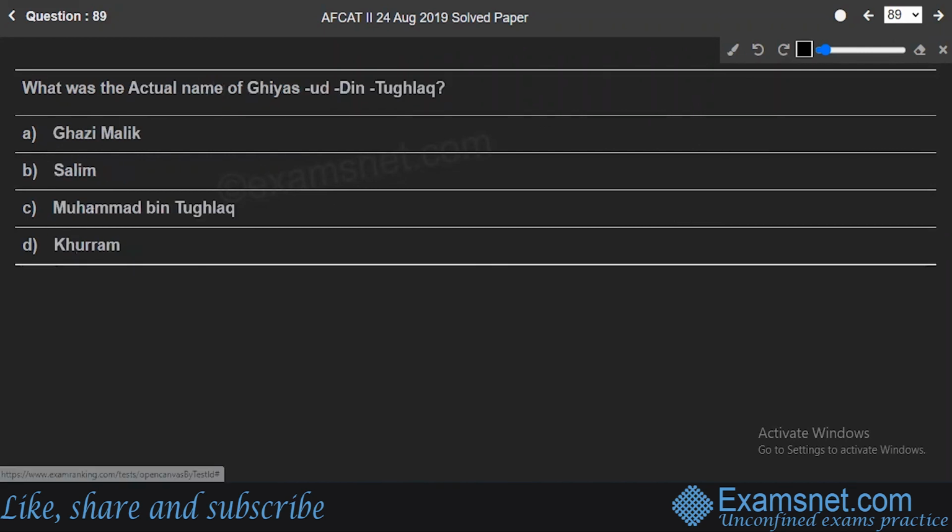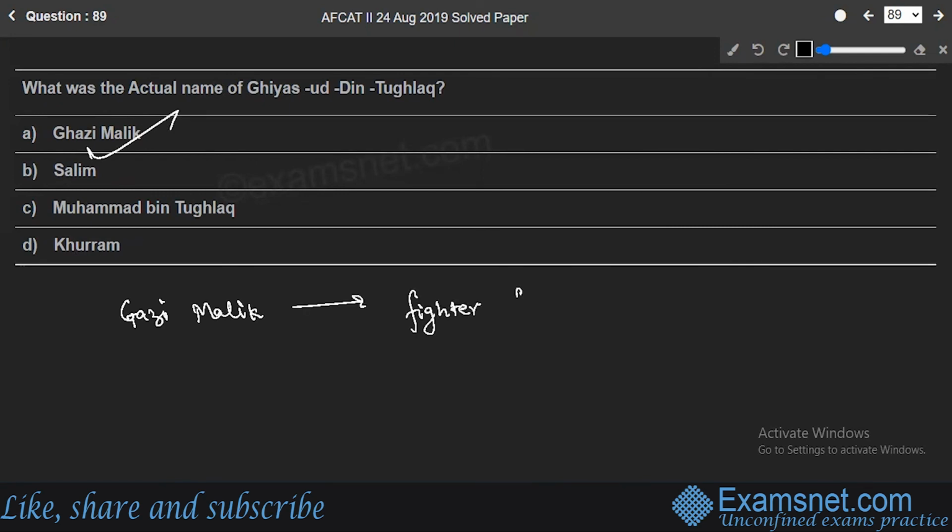Let's move to the next question, 89. What was the actual name of Ghiyas Uddin Tughlaq? Was it Ghazi Malik, Salim, Muhammad bin Tughlaq, or Khurram? The actual name of Ghiasuddin Tughlaq was Ghazi Malik. That means fighter for Islam. And he was the founder of the Tughlaq dynasty in India. So Ghazi Malik, option A, is the correct answer to the question.